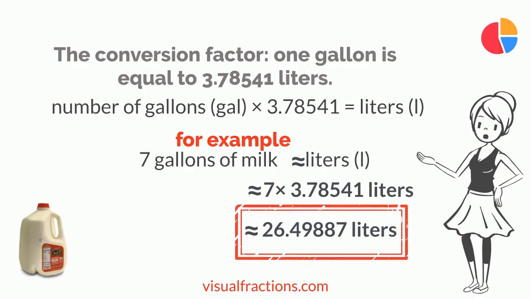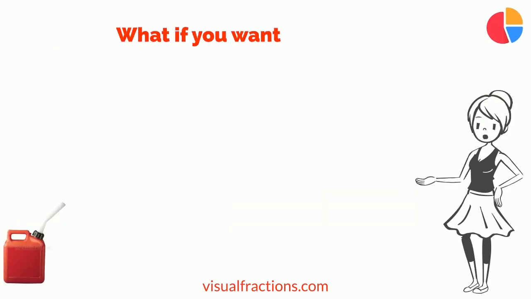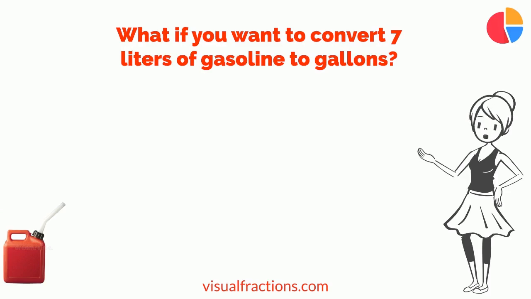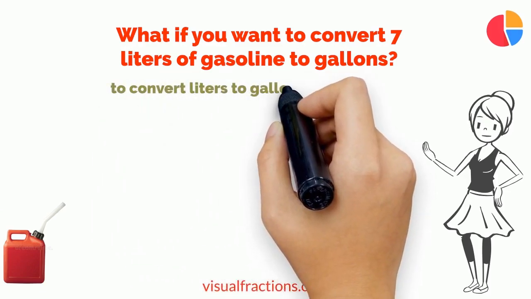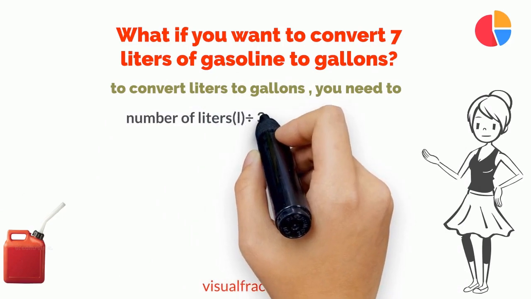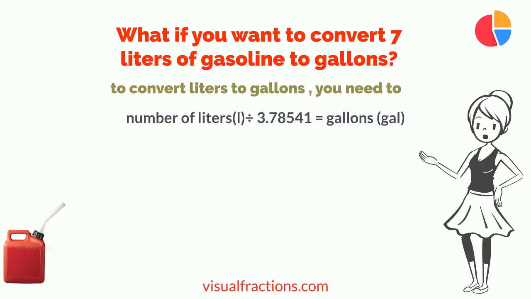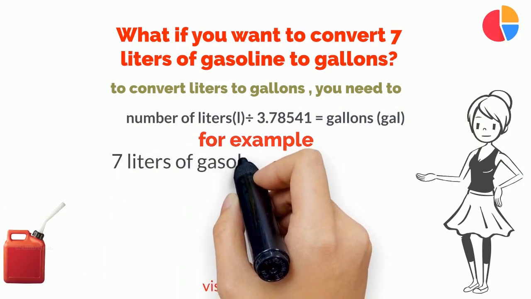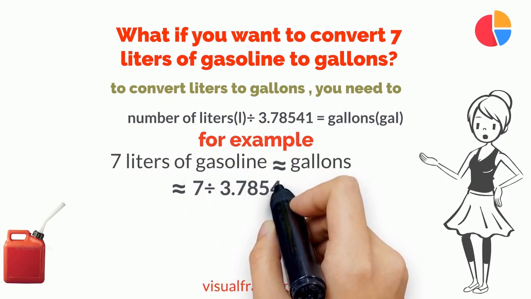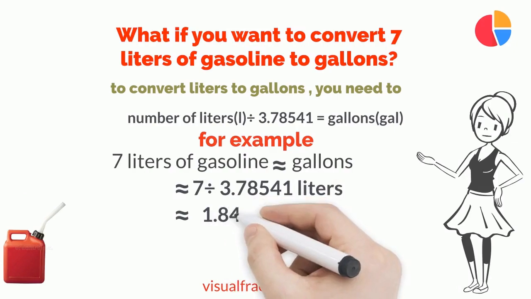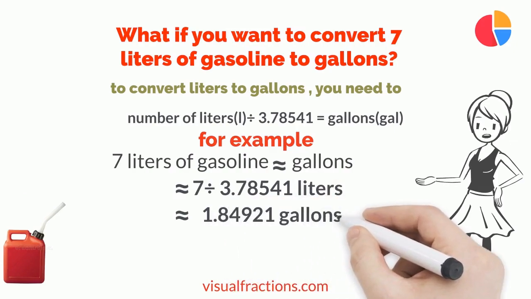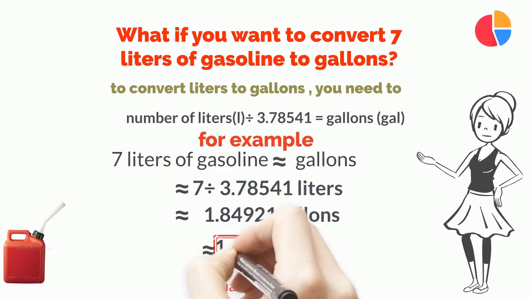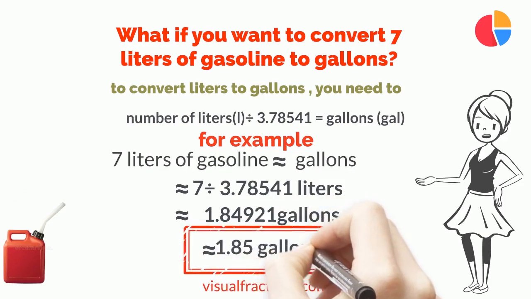That's it. Your 7 gallons of milk translate to approximately 26.49887 liters. But what if you want to convert 7 liters of gasoline into gallons? No problem. To convert liters to gallons, divide the number of liters by the conversion factor of 3.78541. Let's say you have 7 liters of gasoline. Dividing by 3.78541 gives approximately 1.84921 gallons. Remember to round to the nearest hundredth, so your final answer is approximately 1.85 gallons.